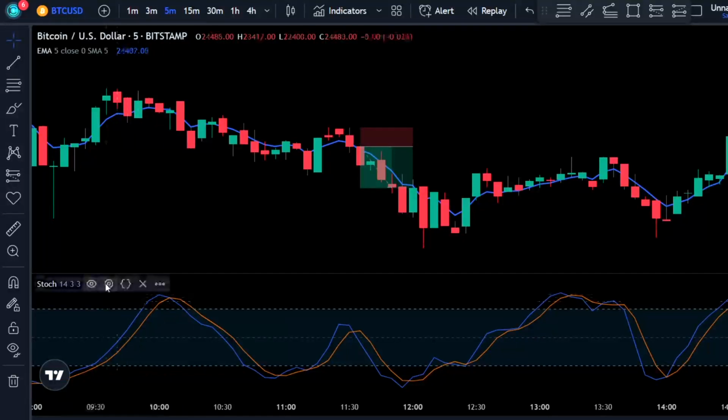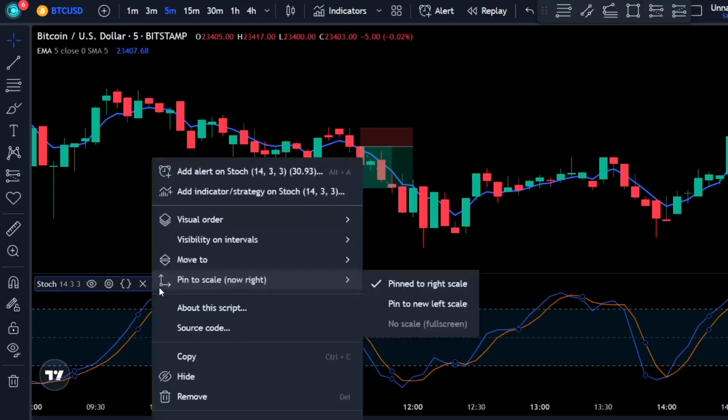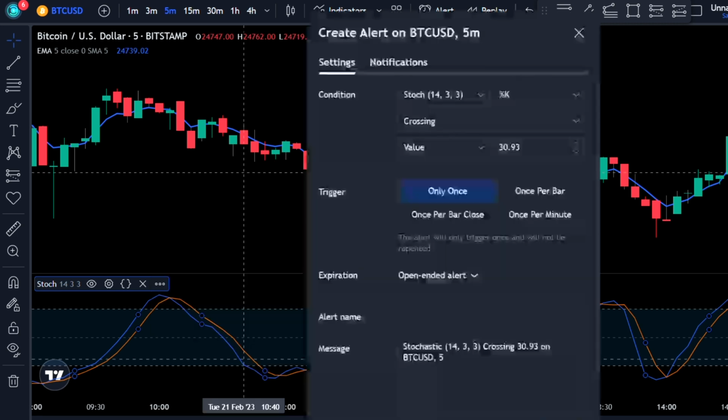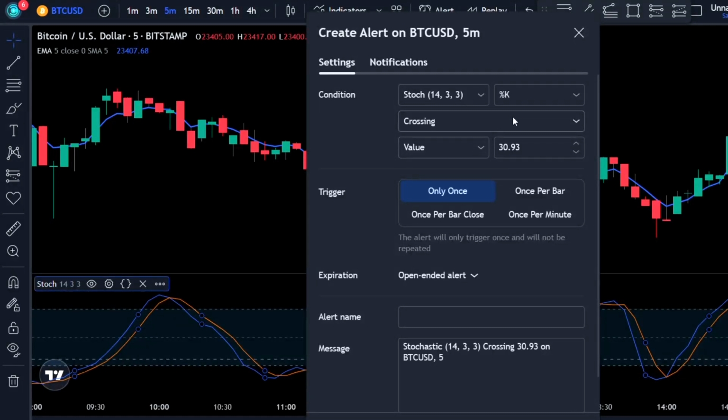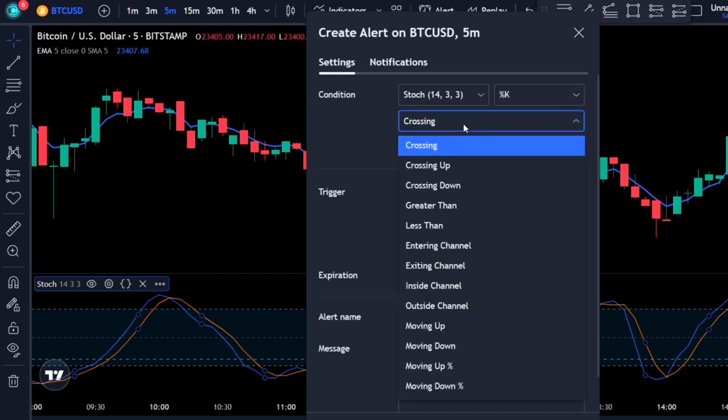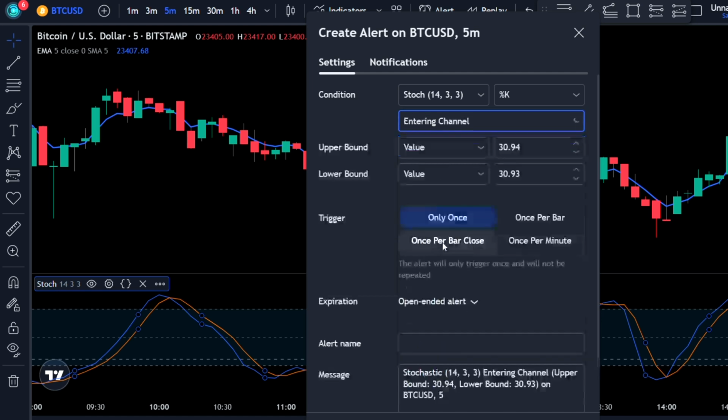So for that, we're going to go into the stochastic indicator right here. Click on the three dots, click on Add Alert on Stochastic. And here's how we're going to set this up in conditions. Instead of crossing, do entering channel, okay? When we do entering channel, we're going to change the upper bound and lower bound. No, the channel will not be at 30, 35. I don't know why it set at that. The upper bound will be 75. Okay? And you see that, right? And the lower bound will be 25.